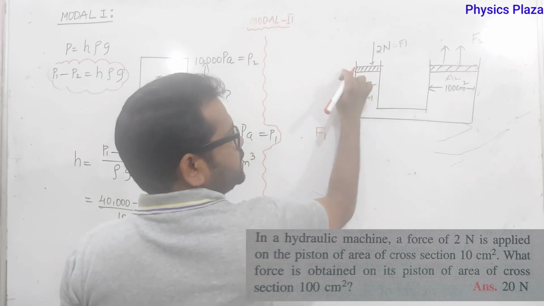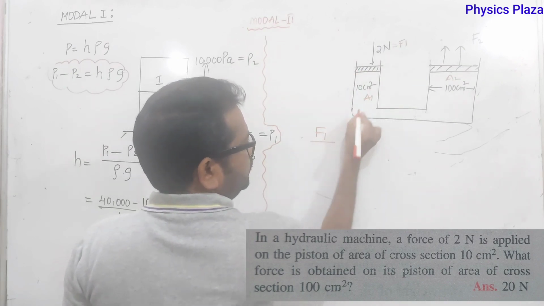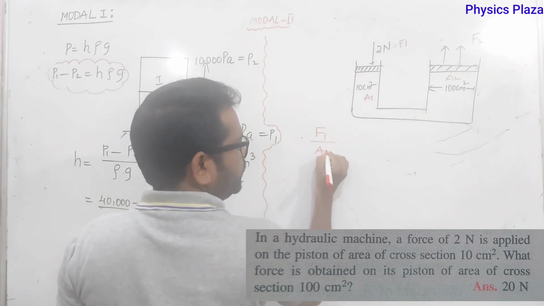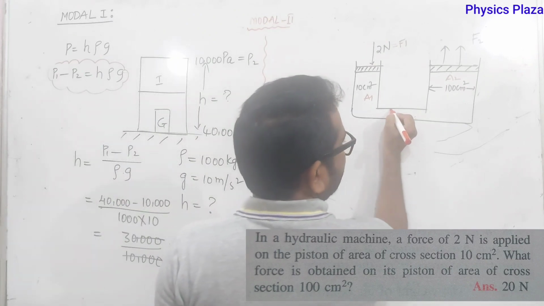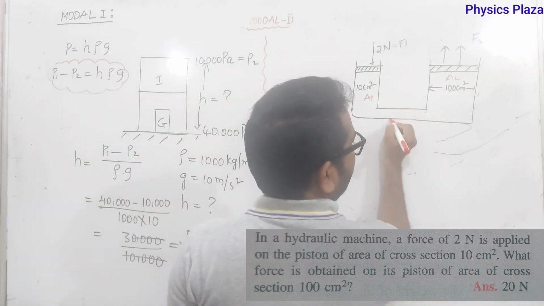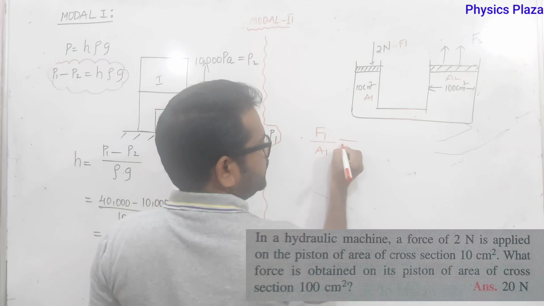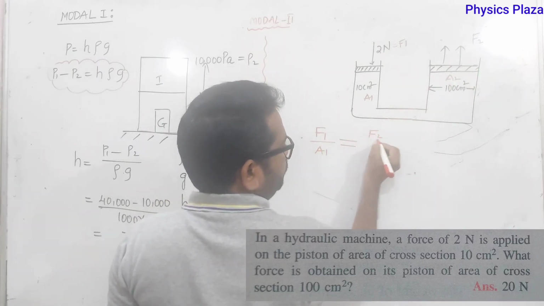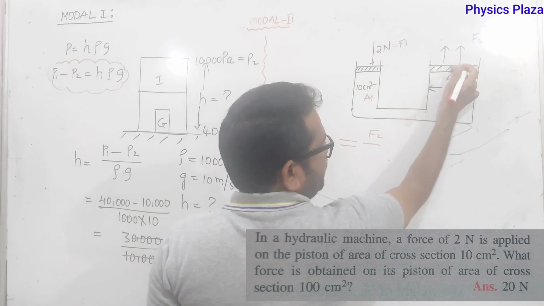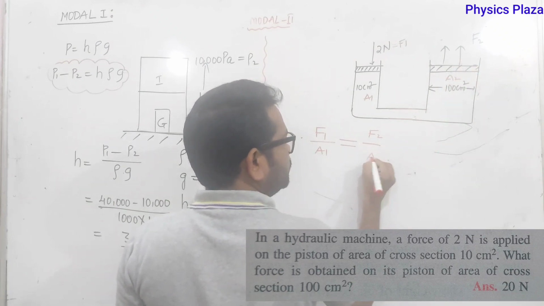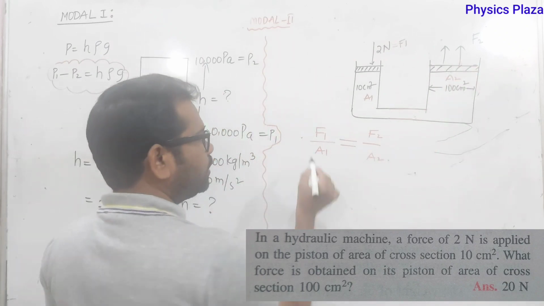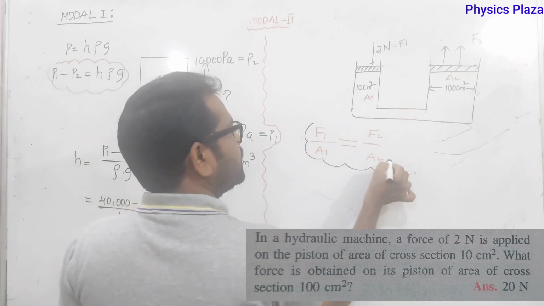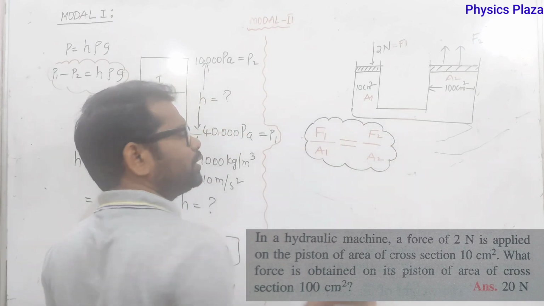F1, this piston is A1. Children, can we take it as equal to F2 by this piston, A2? That's it. Children, it's over. This is how, in a simple manner, we have to remember. Children, if you have any other better alternative, you go ahead.